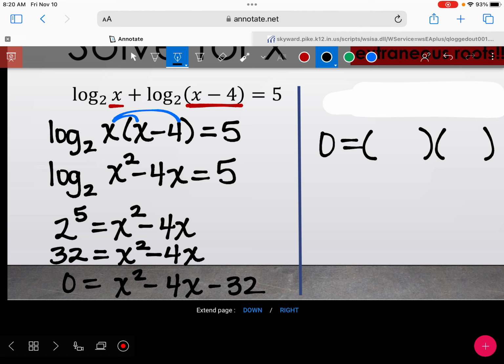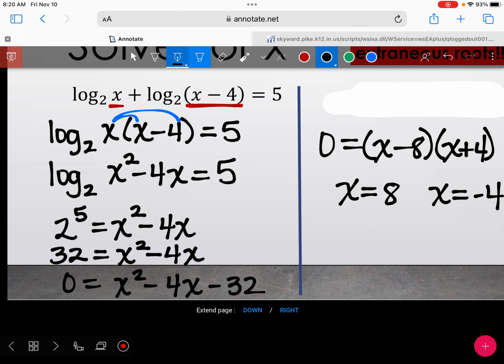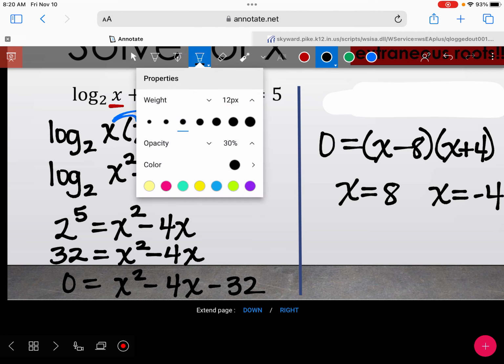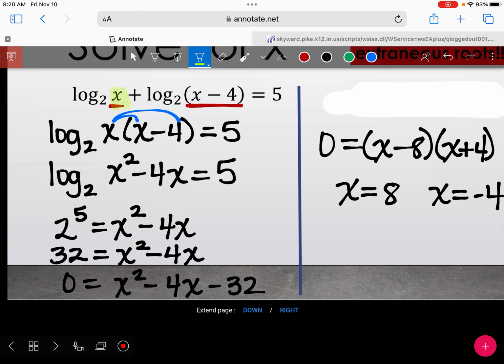So what would be our numbers that multiply to be negative 32 and add to negative 4? Negative 8 and positive 4. So that means that our possible solutions are x equals 8 and x equals negative 4. But we need to do a check. And when I say do a check, what I mean is we have to be sure that these two sets where I have my log are positive.